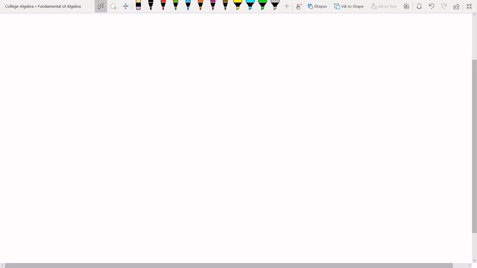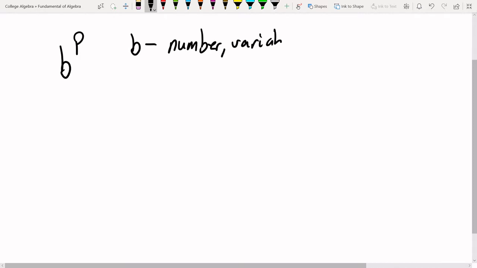Let's look at some quantities that look like this. Some base to some power, where b is going to be either a number or a variable, and p will be a number. Now, let's look specifically at multiplying and dividing and taking powers of these types of quantities.